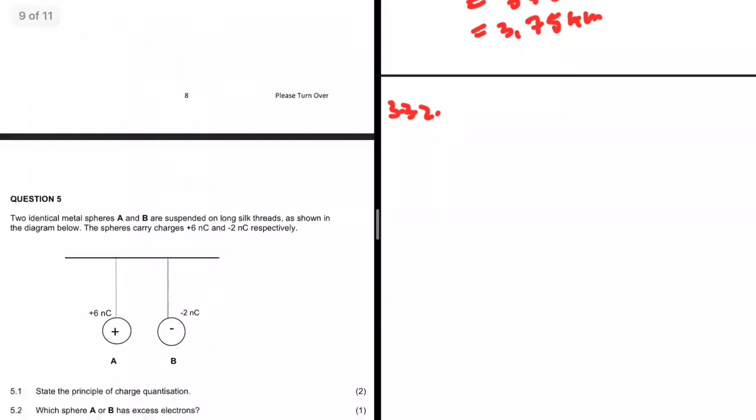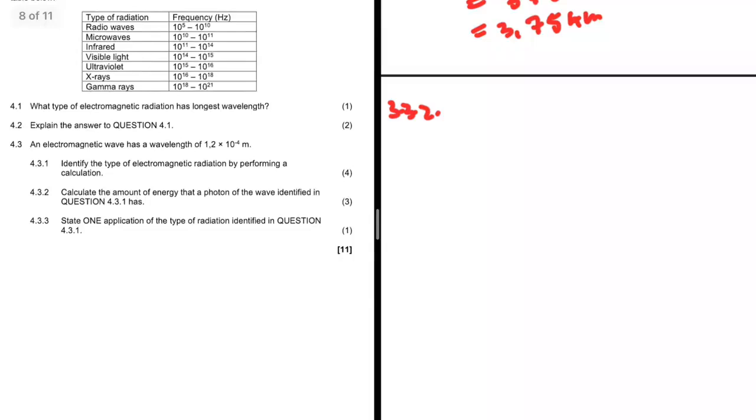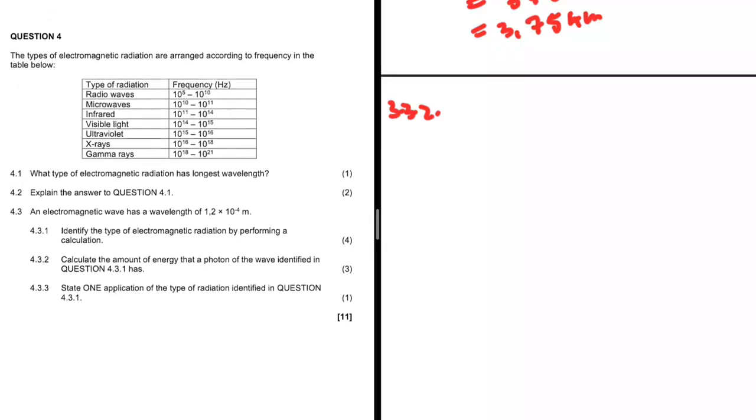Let's do question 4. So question 4, the types of electromagnetic radiation are arranged according to frequency in the table below. 4.1, what type of electromagnetic radiation has longest wavelength? So if you have the longest wavelength, you will have the lowest frequency. So in the table given, which electromagnetic radiation has the lowest frequency is radio waves, right? You can see that the frequency ranges from 10 to the 5 to 10 to the 10, which is the lowest in the table that we have.